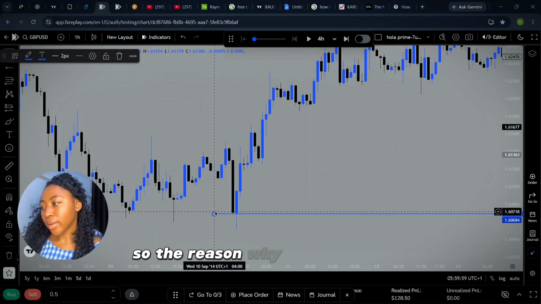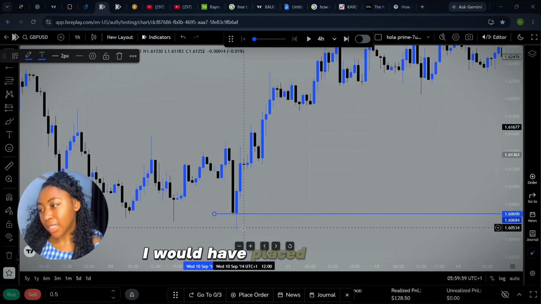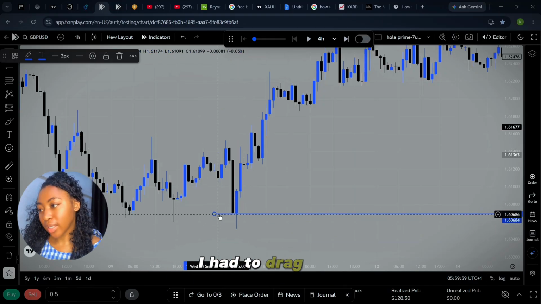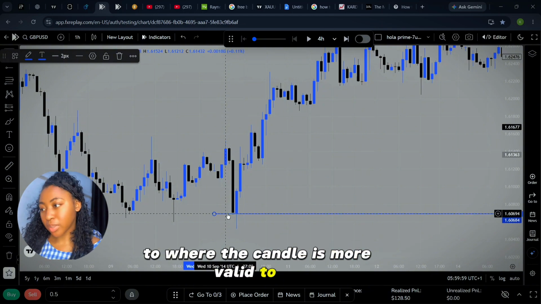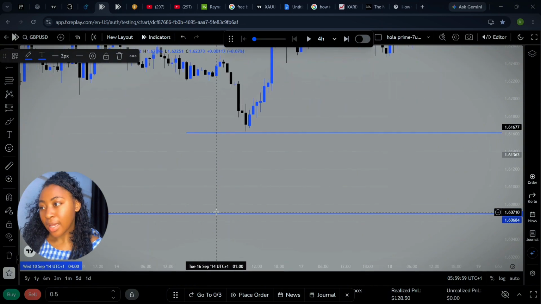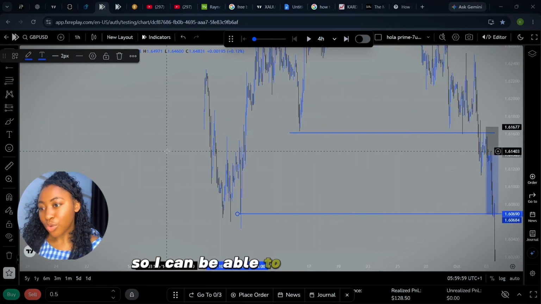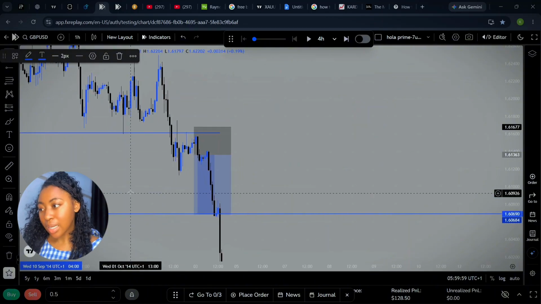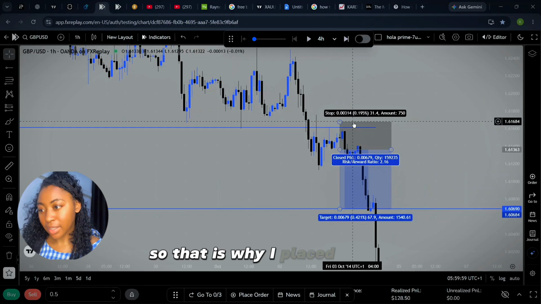So the reason why I placed my target here, I would have placed it down here, but because I saw this rejection here, I had to drag it to where the candle is more valid to me. So that is why I placed my target here. And normally this is what I usually do, so I can see it faster, because if it's zoomed in, I won't be able to see it. So that is why I placed my target here.